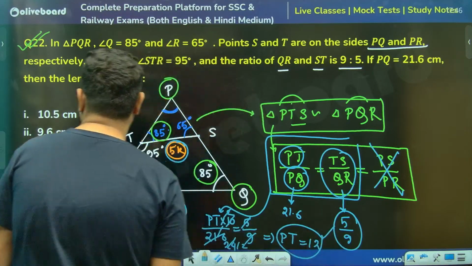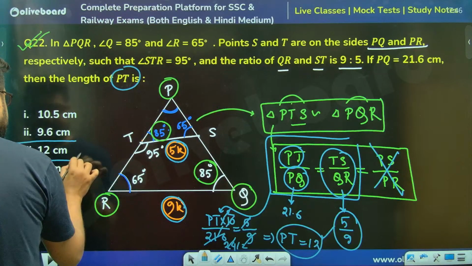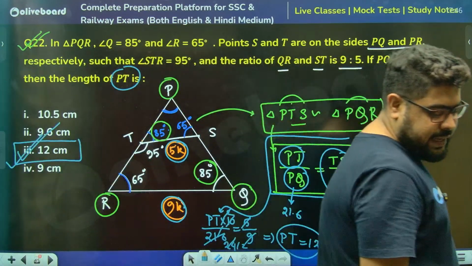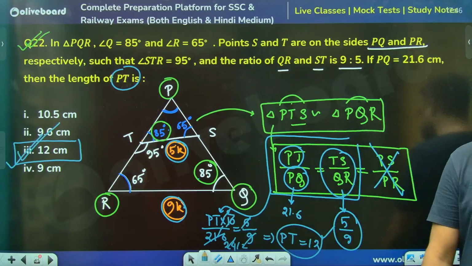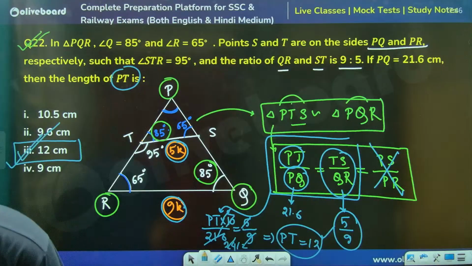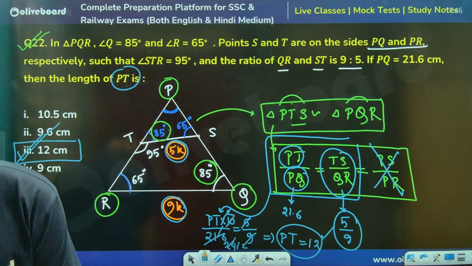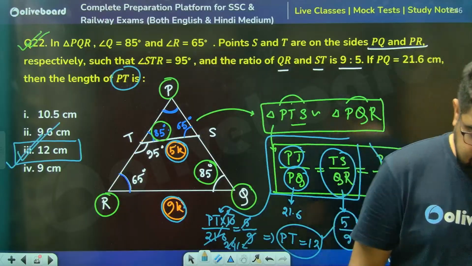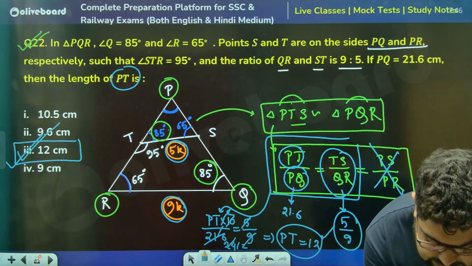PT value is 12. So our answer is option number 3, 12. That is most definitely your correct answer.